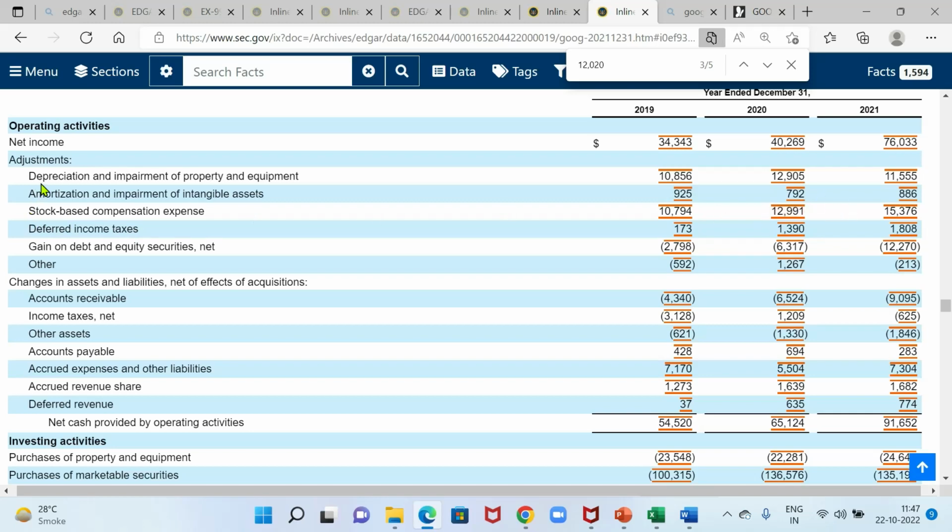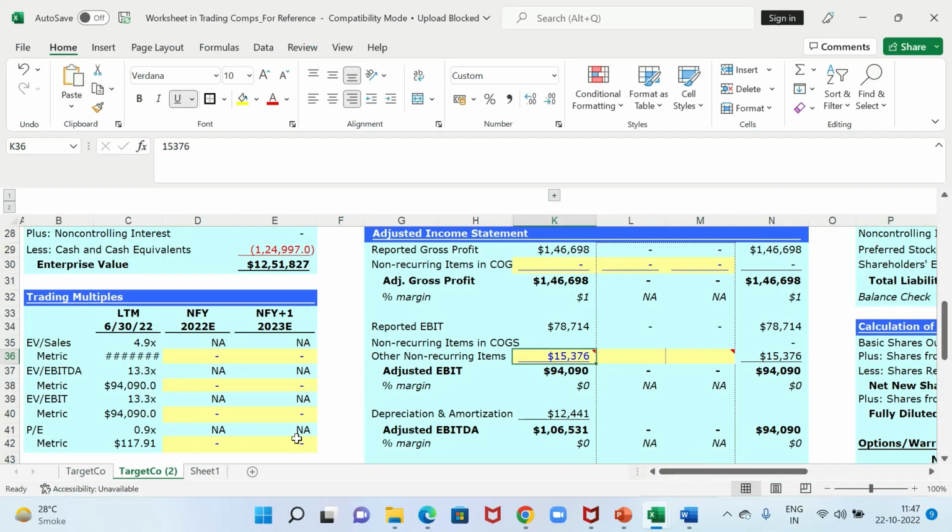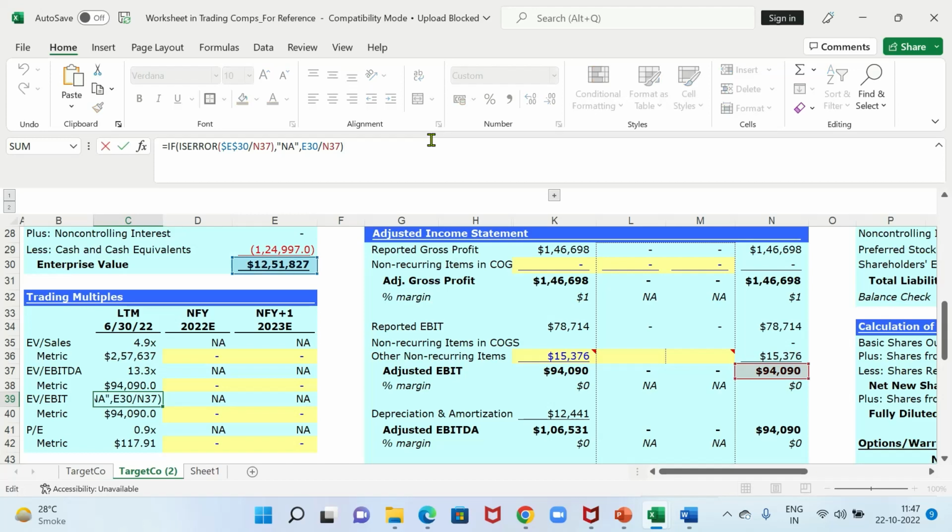Stock-based compensation we have adjusted. D&A we adjusted. So we'll see what multiple we are getting. EV by sales is 4.9, EV by EBITDA is 13.3, EV by EBIT is 13.3.